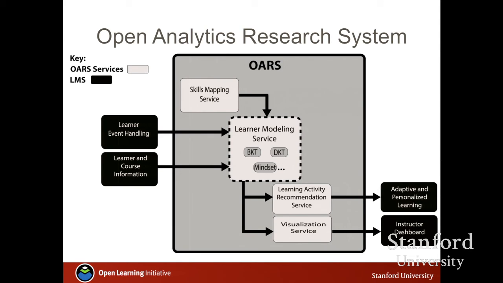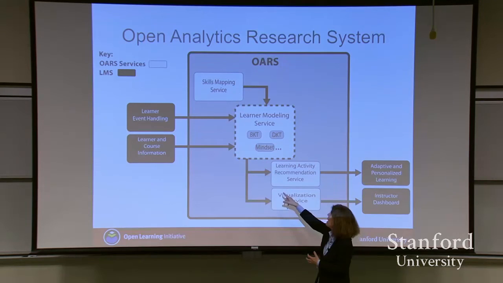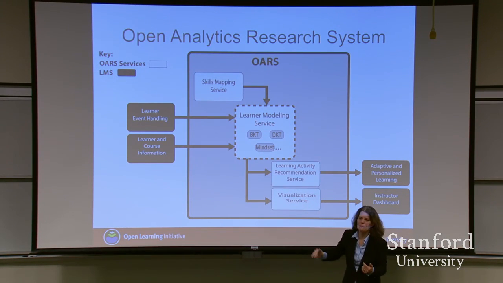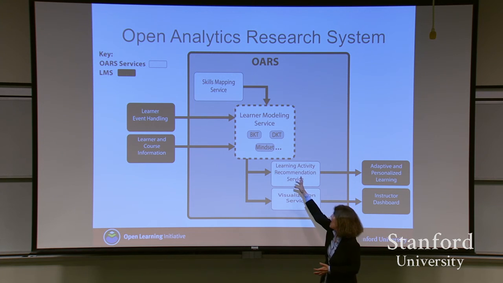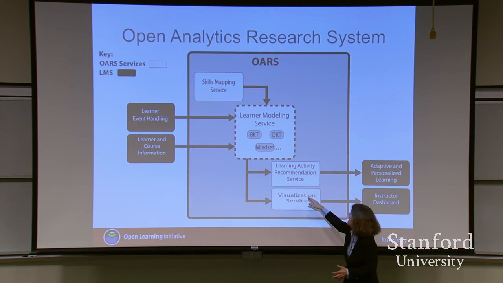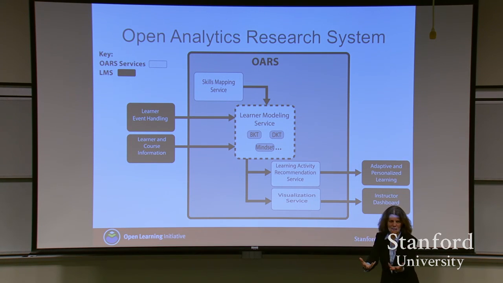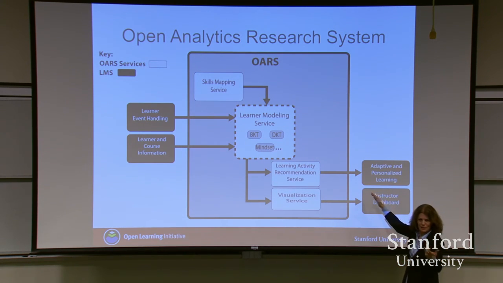It also sends the learner and course information ahead of time to the system. We have a skill mapping service where all of those components are associated with skills. The skills are associated with learning outcomes. And then that information goes into a modeling service where you can use different predictive modeling approaches, like Bayesian knowledge tracing, deep knowledge tracing. And then the output of that model gets sent to a learner activity recommendation service or a visualization service, which then either gets delivered directly out of OARS as it is right now, or fed back into the learning management system if it can receive it, to either adapt and personalize the learning or to present an instructor dashboard.